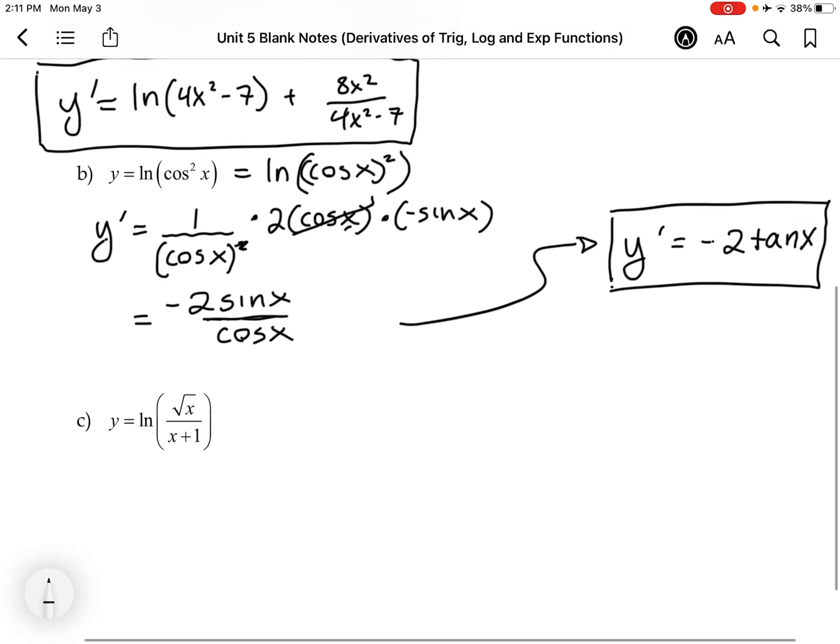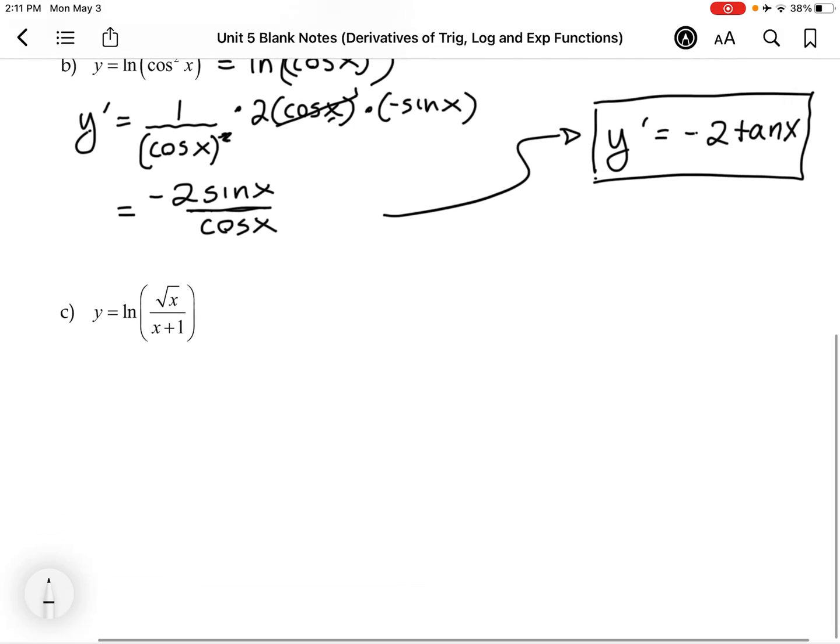Okay. C. All right, so we've got the ln of the square root of x over x plus 1. Now, we could treat this as a single logarithm. And that would be kind of a yucky chain rule to deal with, right? Because we'd have to take the derivative of the square root of x over x plus 1, which is not very fun. But remember that we can also use our laws of logs.